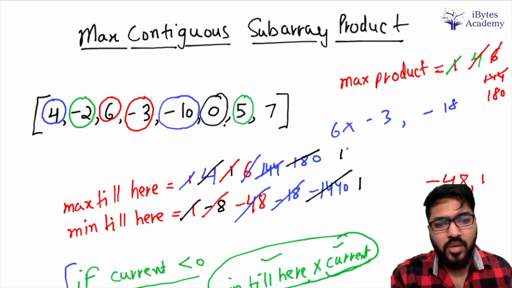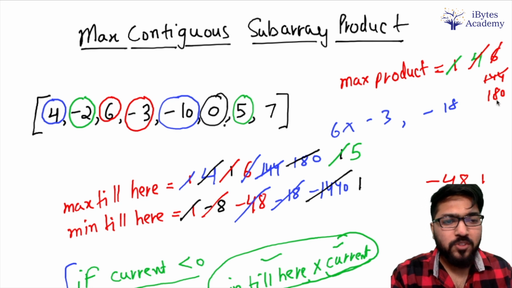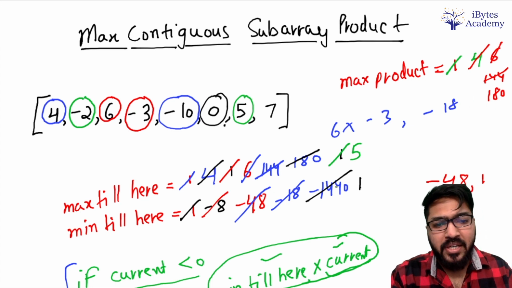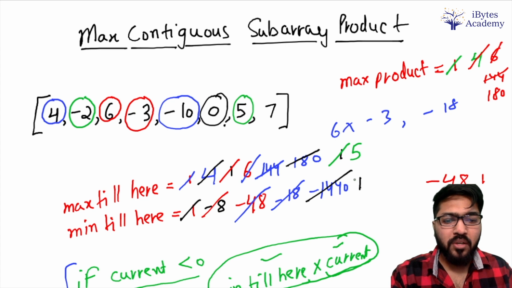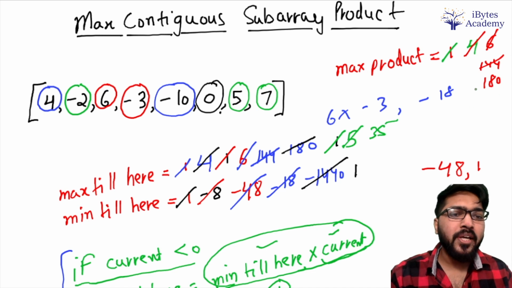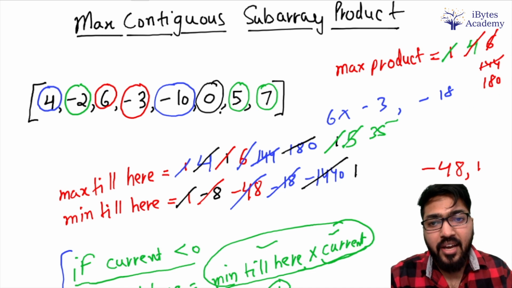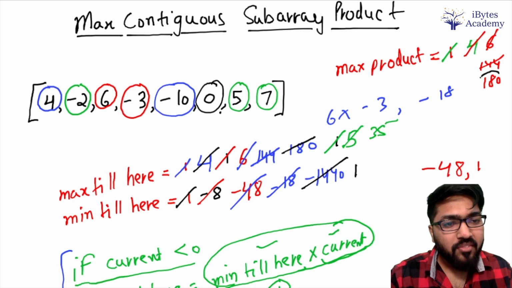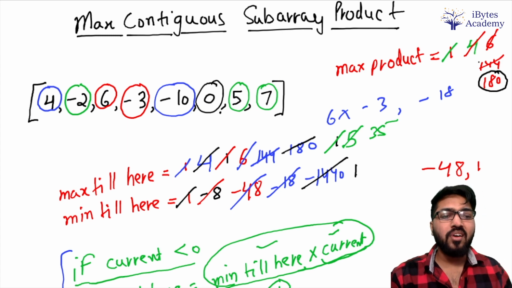Okay, so I'll just update this with 5, and I don't need to update max product because 5 is less than 180, and for min till here I'll just keep it to 1. Okay, and then the next number is 7, so we can update it with 35, and obviously I don't need to update max product again, and at the end my answer is going to be 180. Okay, 180 will be my answer. I hope the solution is clear.